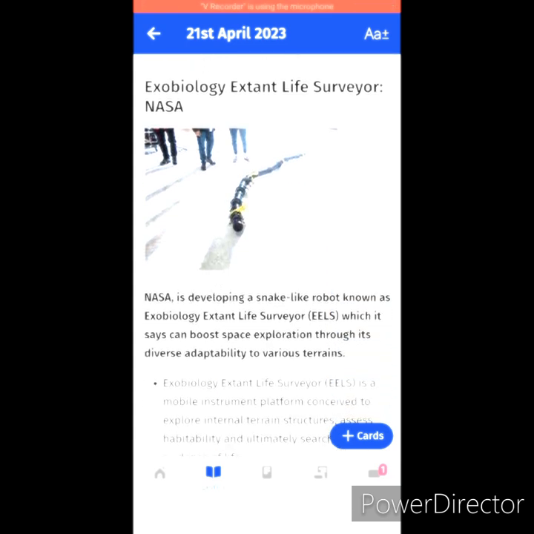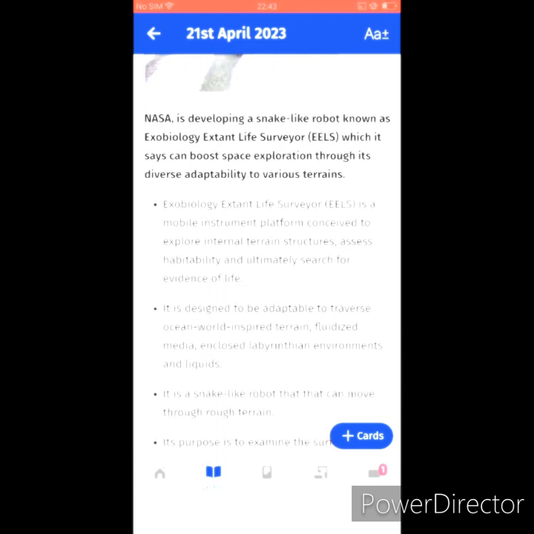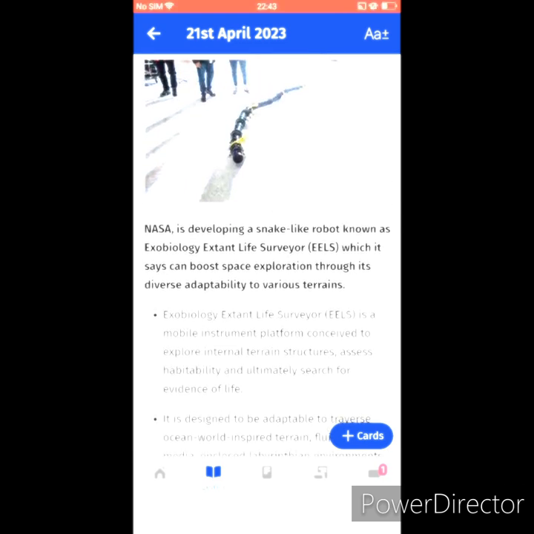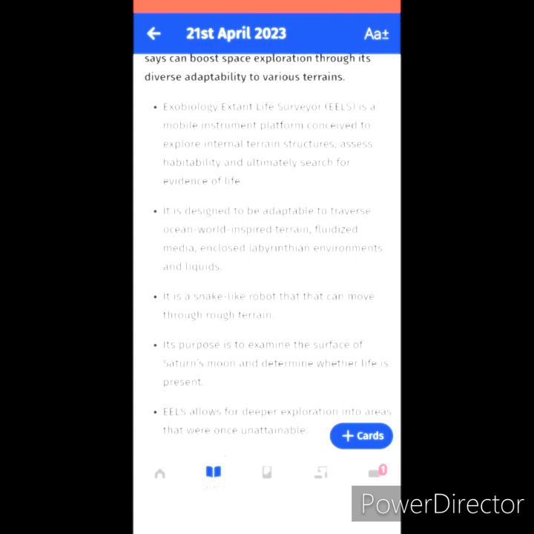Exobiology Extinct Life Surveyor, NASA, the very next report. NASA is developing a snake-like robot, as seen in the picture above, known as Exobiology Extinct Life Surveyor, which it says can boost space exploration through its diverse adaptability to various terrains. Exobiology Extinct Life Surveyor is a mobile instrument platform conceived to explore internal terrain structures, assess habitability, and ultimately search for evidence of life.